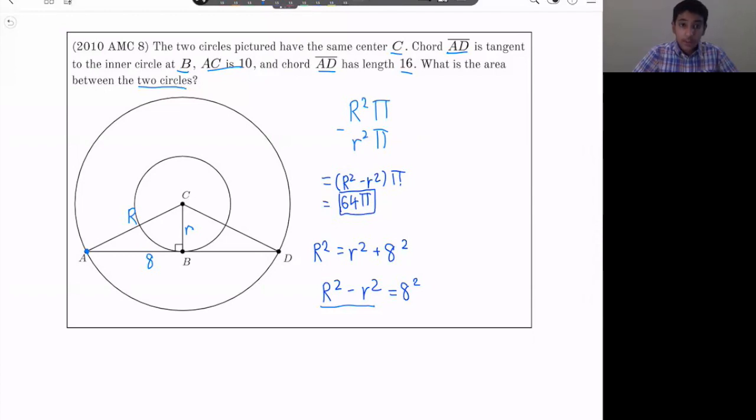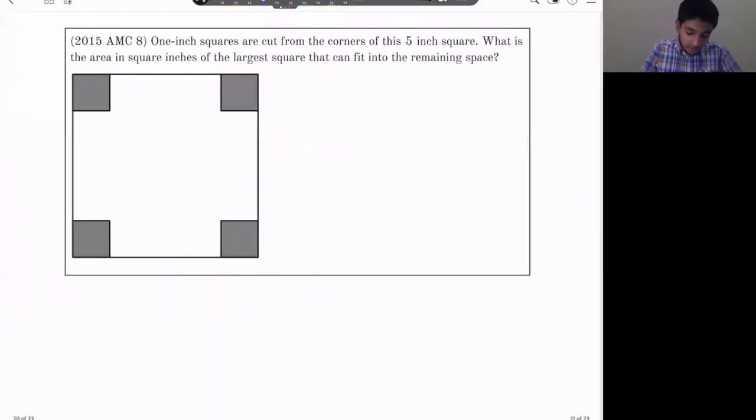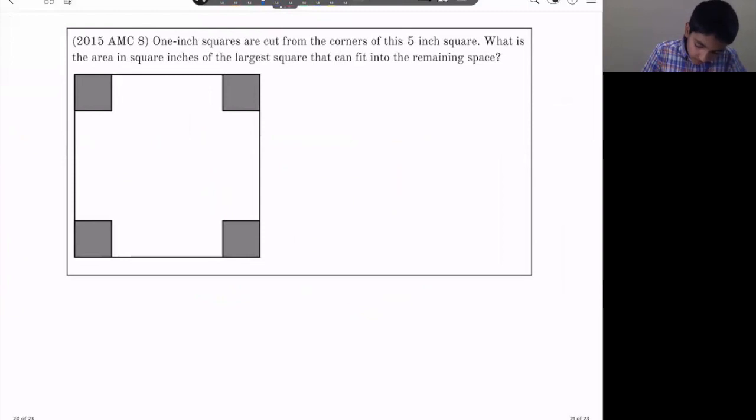Okay, so this again was another really smart problem, so I think we're going to move on. Yeah, and this is our last question. A 1 by 1 inch square is cut off from this 5-inch square. What is the area of the largest square that can fit in the remaining space?